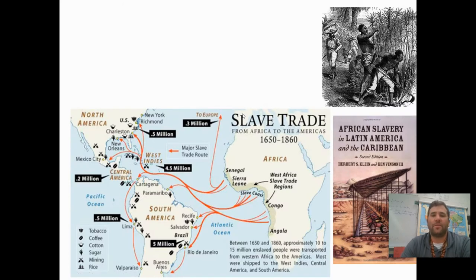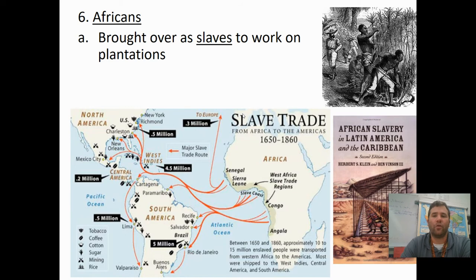Now, 5 and 6 could be intermixed. I put 6 at the bottom, not because they were worse or anything, but because of how they were treated. And their main job, why they were brought to Latin America, was they were there surely to be slaves. Now there were some that gained their freedom in different ways, but for the most part they were brought as part of the slave trade, which I'm sure you guys learned about last year in 8th grade or 7th grade, to work on plantations.